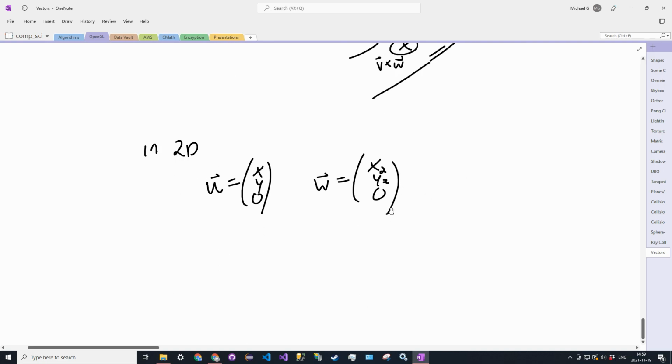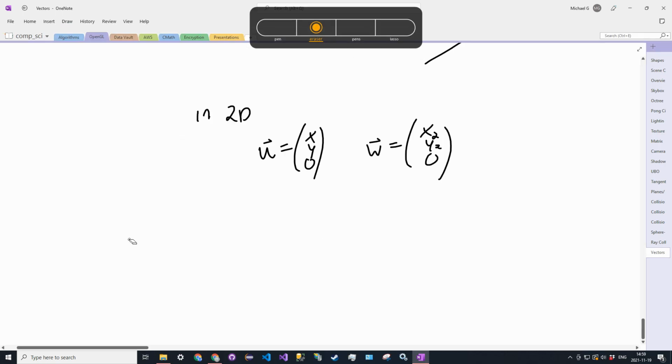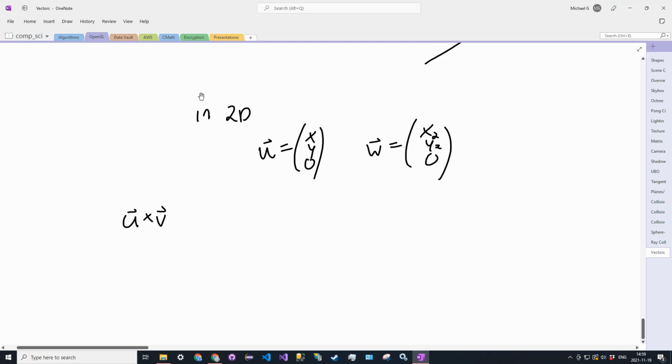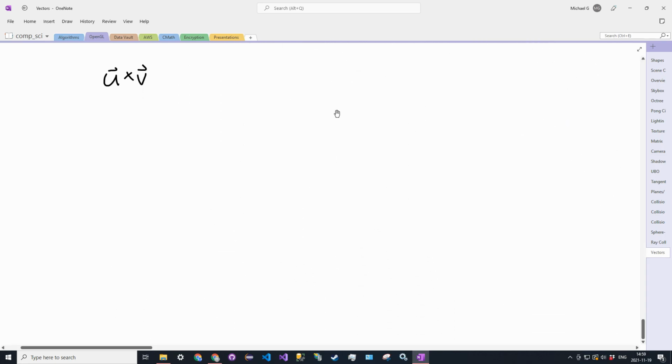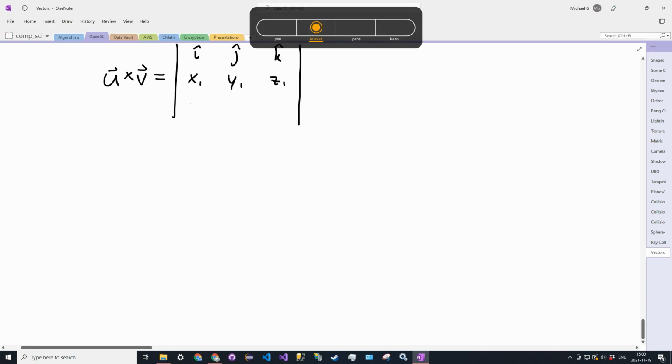So that's in 2D. But now let's look at the complete mathematical definition of this. We're going to have U cross V, and we're looking at the 3D vector x1, y1, z1. What this is going to be is the determinant of a matrix. Well, we haven't done matrices yet, but I'm just going to talk about this now, where we have the unit vectors on the top row of the matrix, and then x1, y1, z1, and then x2, y2, z2 in the third row.